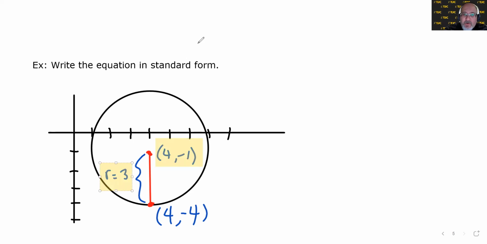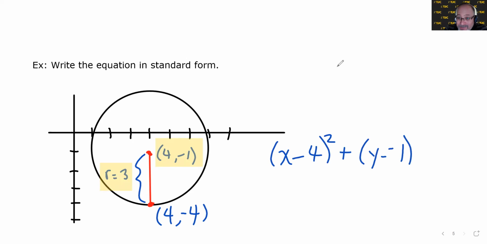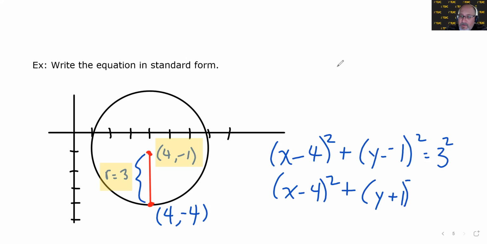And now that we know the center, which is right here, and the radius, we can now build the equation of our circle. Remember, the equation of the circle is x minus the x coordinate of the center, so x minus 4 squared, plus y minus the y coordinate of the center, so y minus -1 squared, equals the radius squared, so 3 squared. We do have a double negative in the second parentheses, so we'll turn that back into a plus. And 3 squared, of course, is 9.